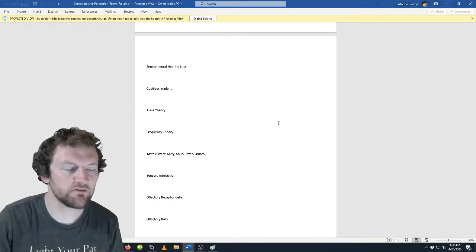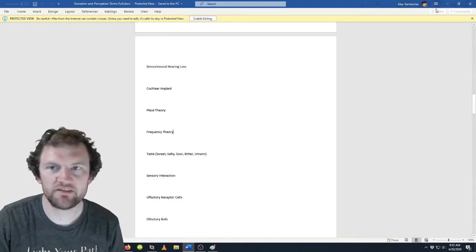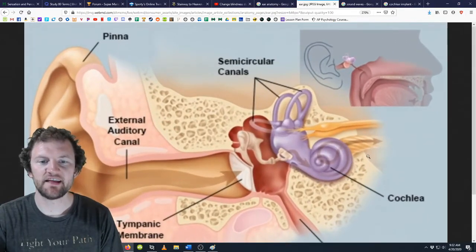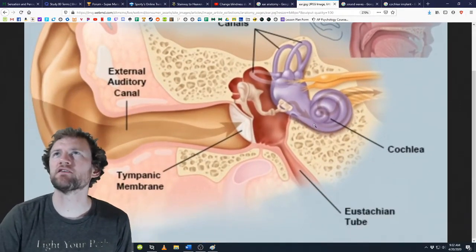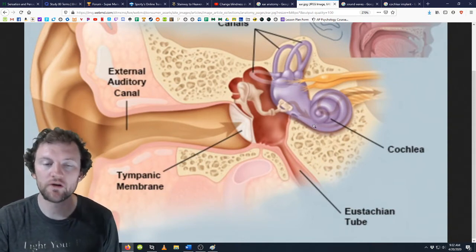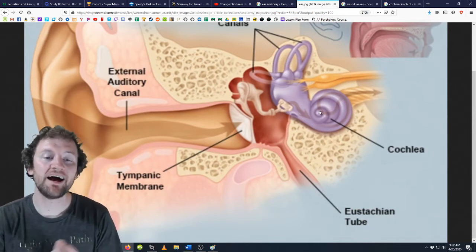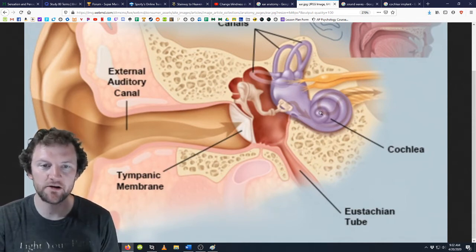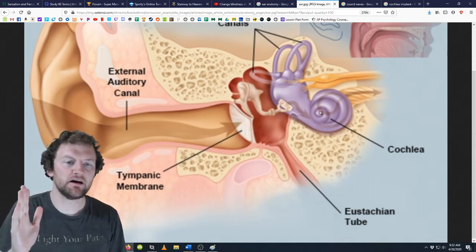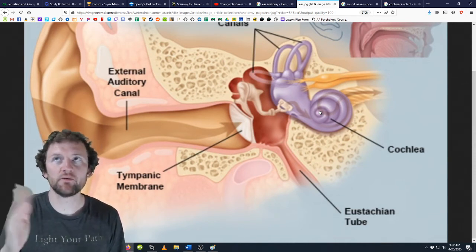There are two theories of sound perception: place theory and frequency theory. Place theory says that the location of the hair cell within the cochlea determines pitch, meaning hair cells in the outer part of the cochlea predominantly determine low frequency sounds, and hair cells in the inner part of the cochlea are mostly with high frequency sounds. That's place theory.